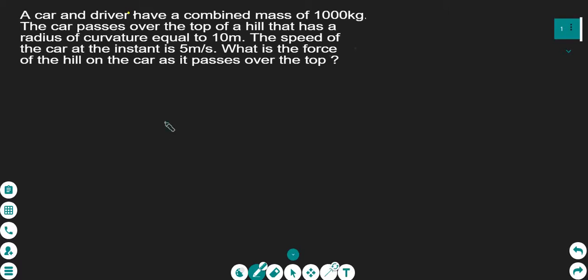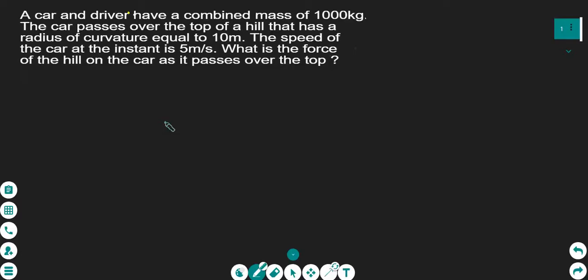Let's look at this problem. A car and driver have a combined mass of 1000 kilograms. The car passes over the top of a hill that has a radius of curvature equal to 10 meters. The speed of the car at the instant is 5 meters per second. What is the force of the hill on the car as it passes over the top?